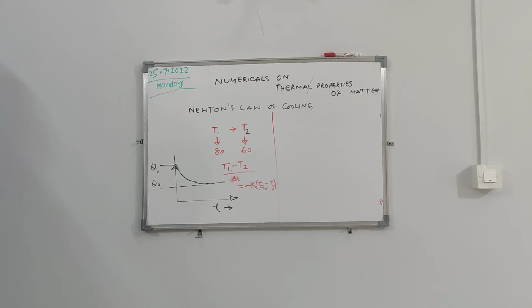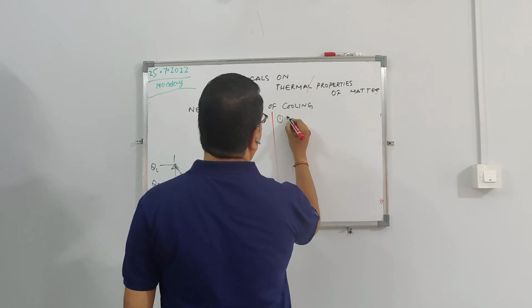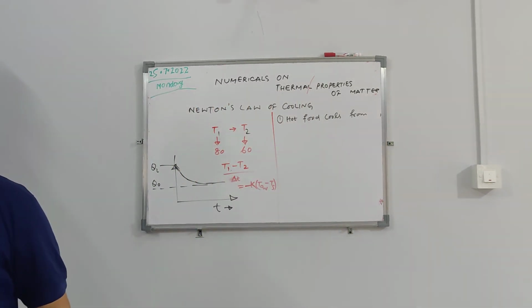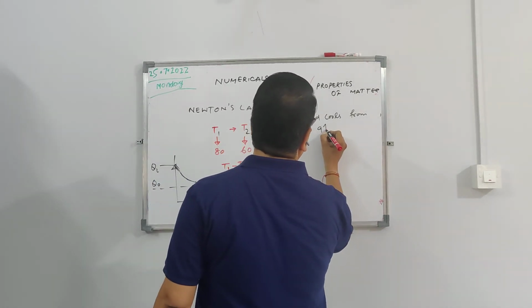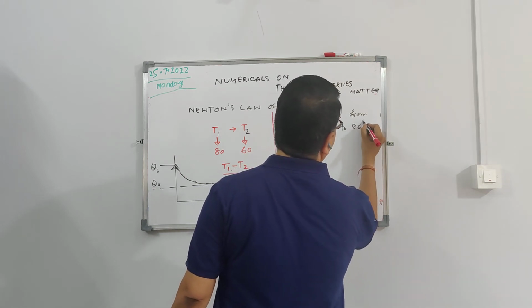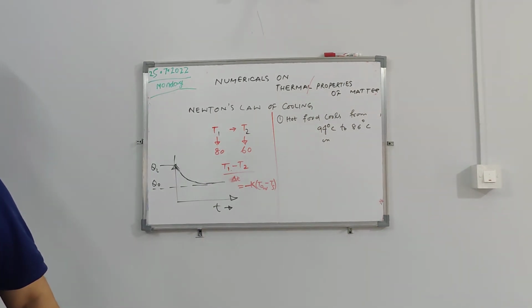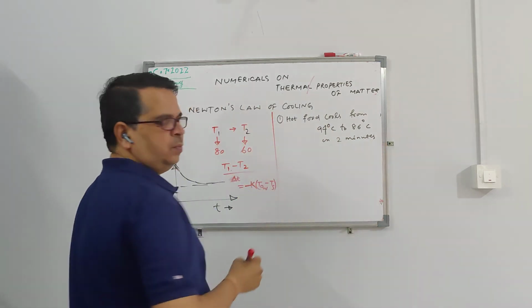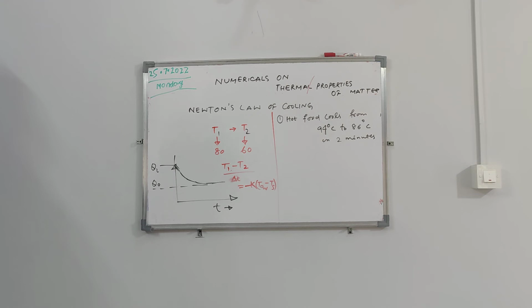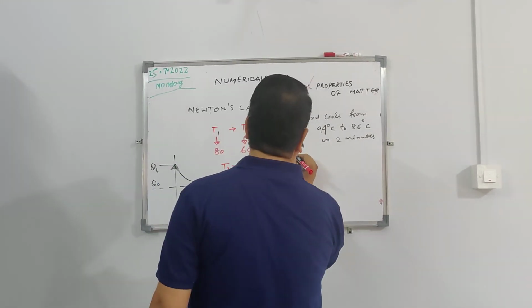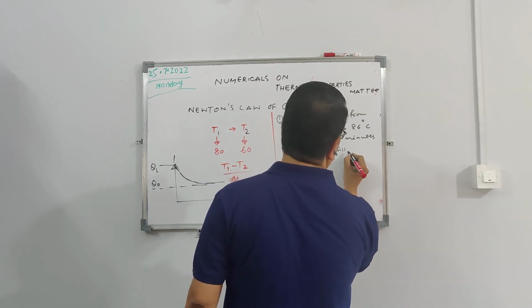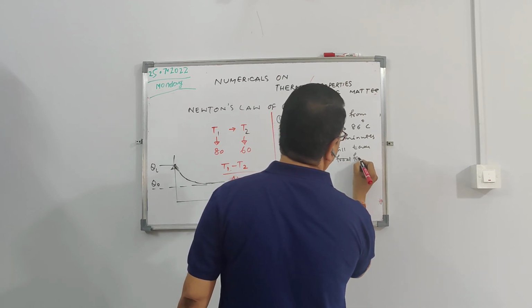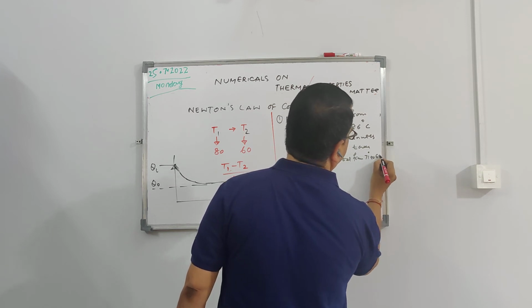Hot food cools from 94 degrees centigrade to 86 degrees centigrade in 2 minutes. Then the next part is: how long will it take for cooling the food from 71 degrees to 69?